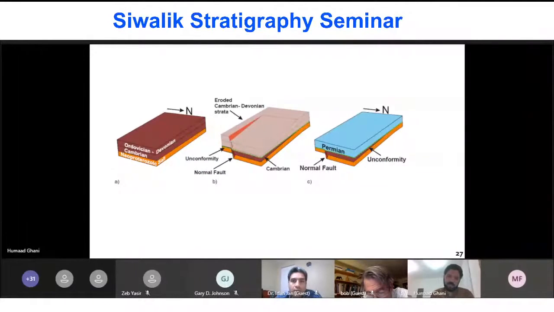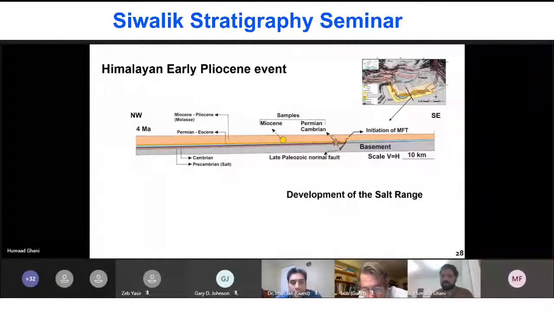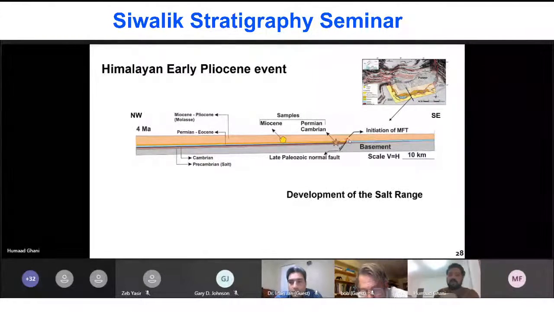So this was something new we have found out in this area. And the second one was the early Pliocene event when the salt range started forming. So this was the kind of position of our samples before exhumation. And you know, from the work of and the seismic data, that the normal faults are controlling the rim for the main frontal thrust or salt range thrust in this area.